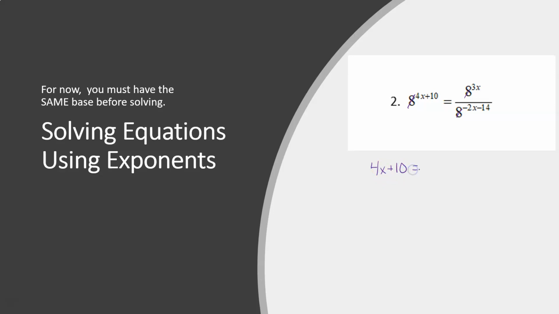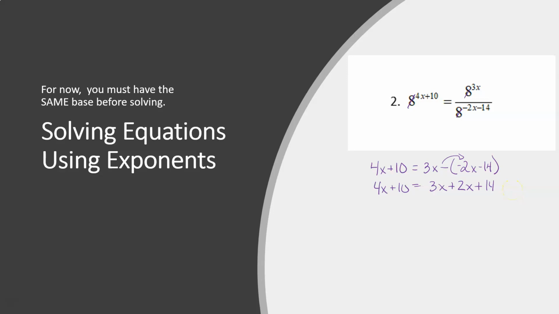So I have 4x plus 10 on this side of the equal sign. So if we remember, now these are exponents, keep that in mind, and when we divide exponents, we subtract them. So on this right side of the equal sign, since we canceled the bases, we're going to have 3x minus, and in parentheses, you're going to put negative 2x minus 4. So we're going to distribute that negative sign. So I have 3x plus 2x plus 4.